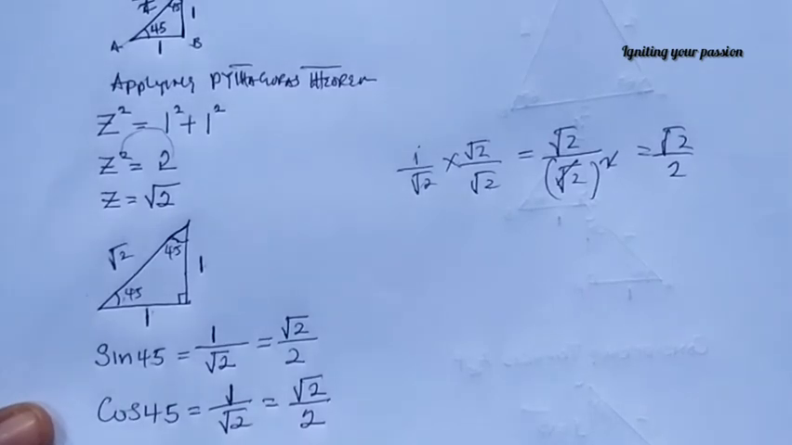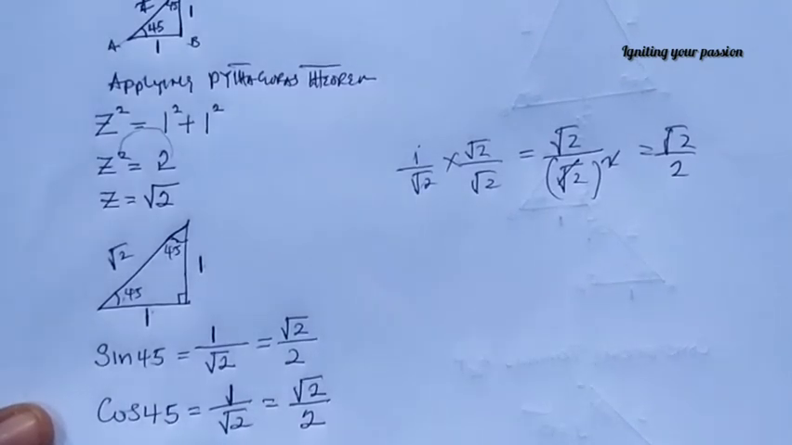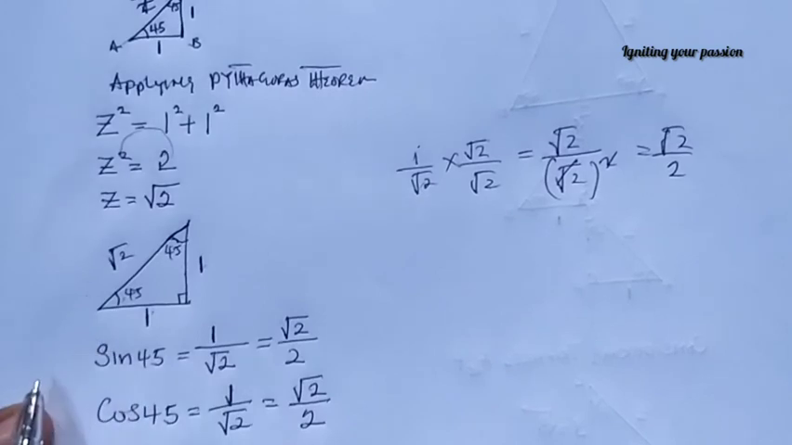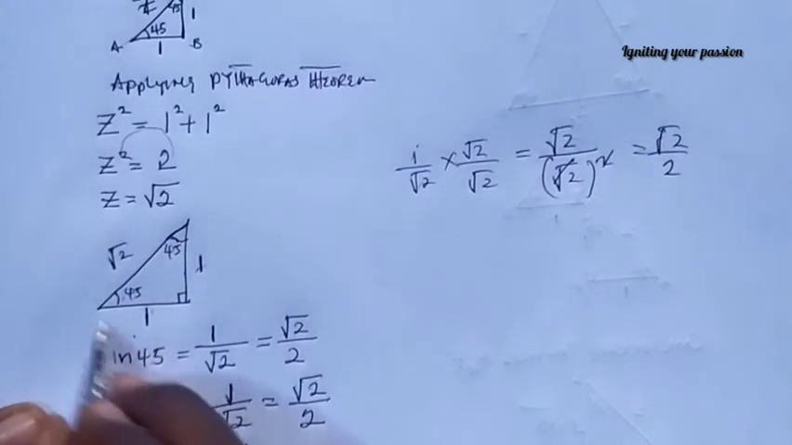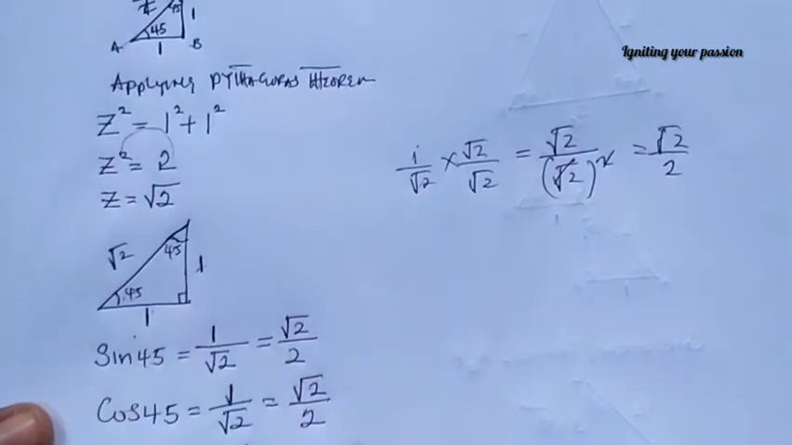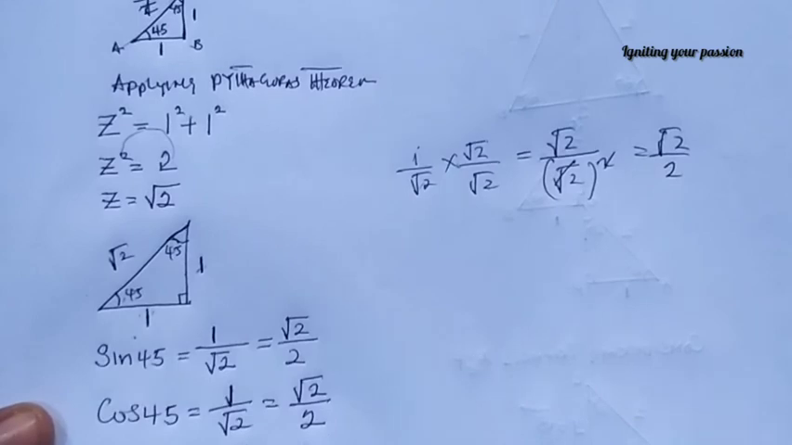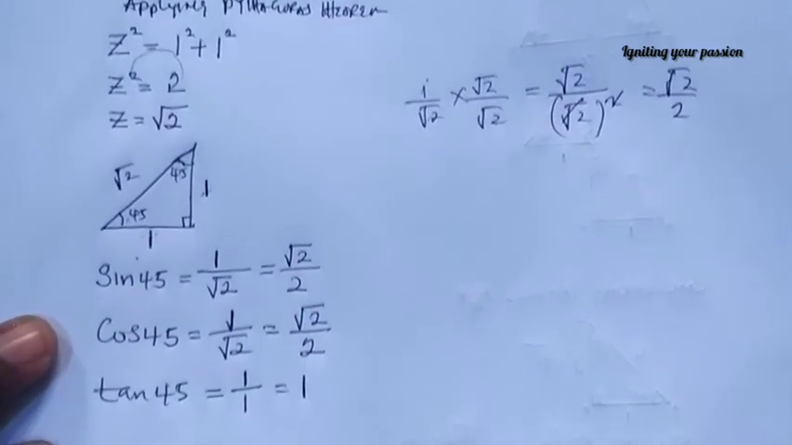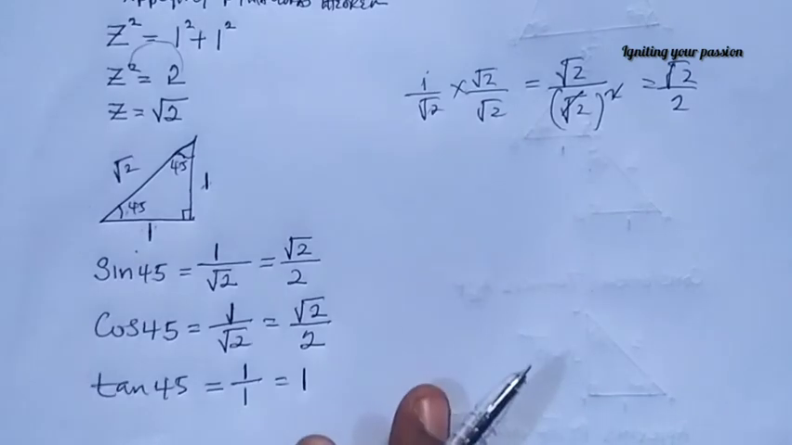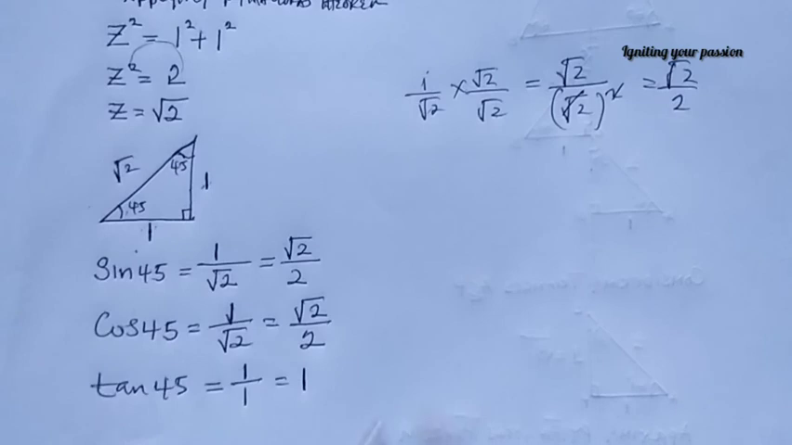Then the last, which is what? Tan 45. Tan 45 will give us what? Opposite over what? Adjacent. And that will be 1 over 1, because this is the opposite and this is the adjacent. So 1 over 1 will give us what? 1. So this is how we calculate for angle 45. So we can solve questions involving ratios of angles without using a calculator, and these are the values we are going to apply. So thank you very much.